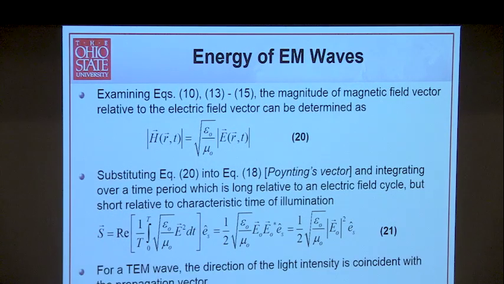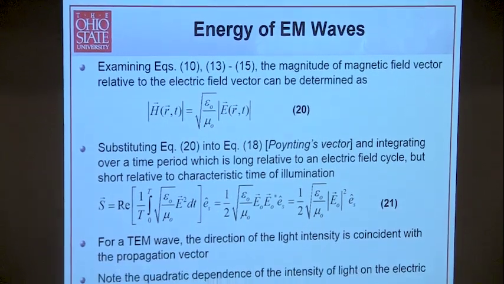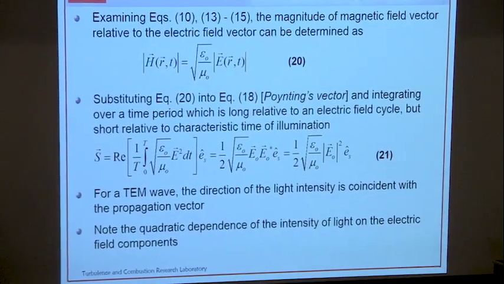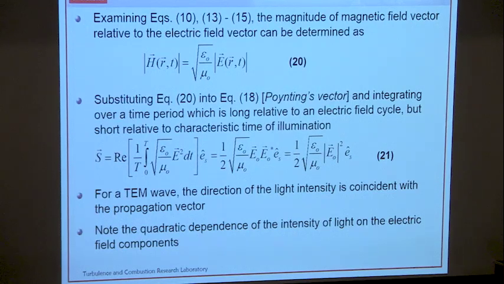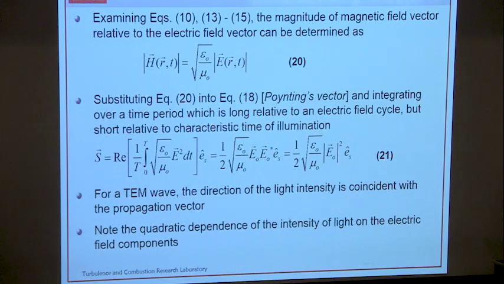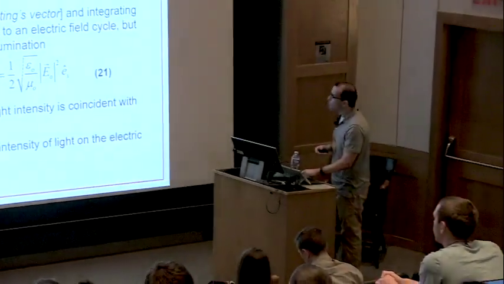And so for a TEM wave, the direction of light is coincident. But what we also see is that there's a quadratic dependence on the electric field components. Okay? So we can see from here that for the TEM wave, the light irradiance goes in the exact same direction as the propagation direction. And then the intensity of our wave is the square of the electric field. Okay? And we'll come back to this.